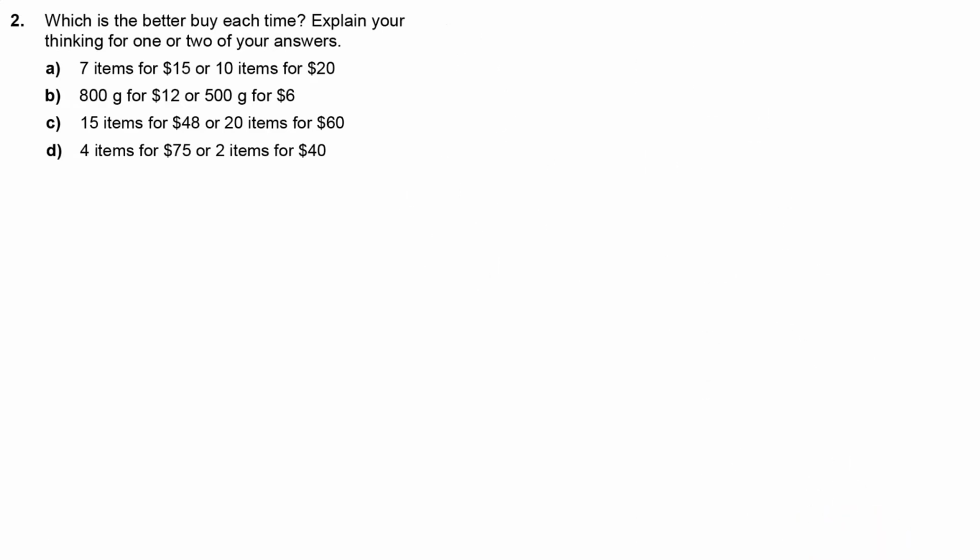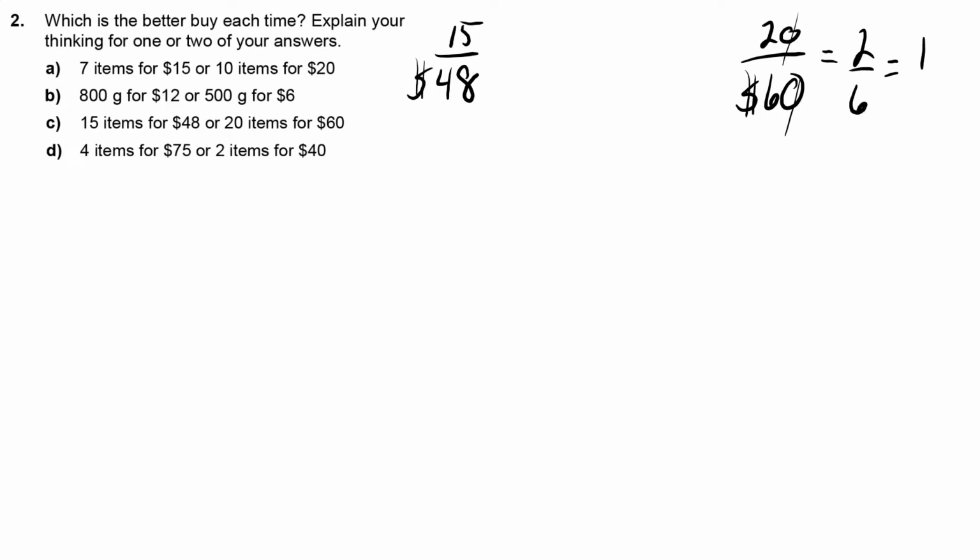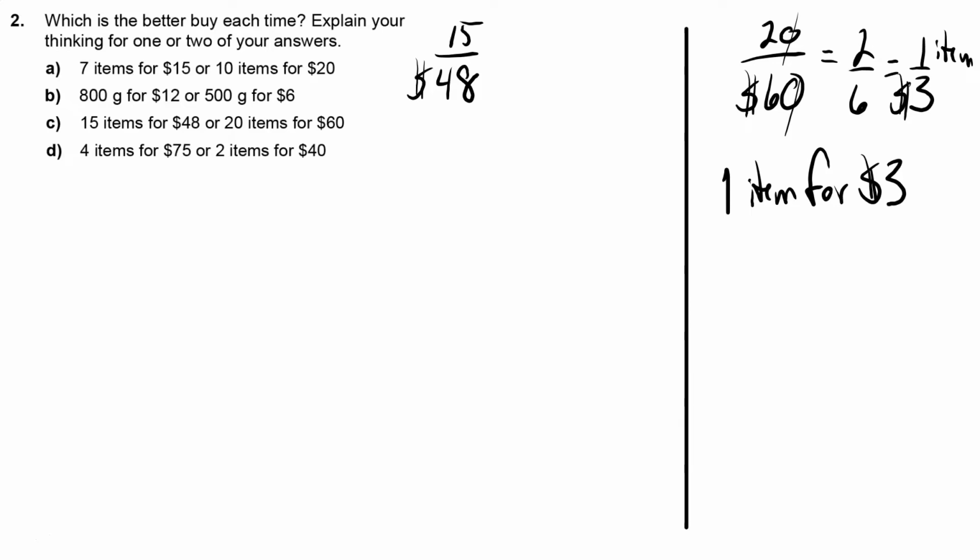Part C, 15 items for $48 compared to 20 items for $60. Again, I'll look for some easy math when I can. 20 over 60, I can cancel out the zeros, end up with 2 over 6, which is very easy to say 1/3. So you get 1 item for $3.